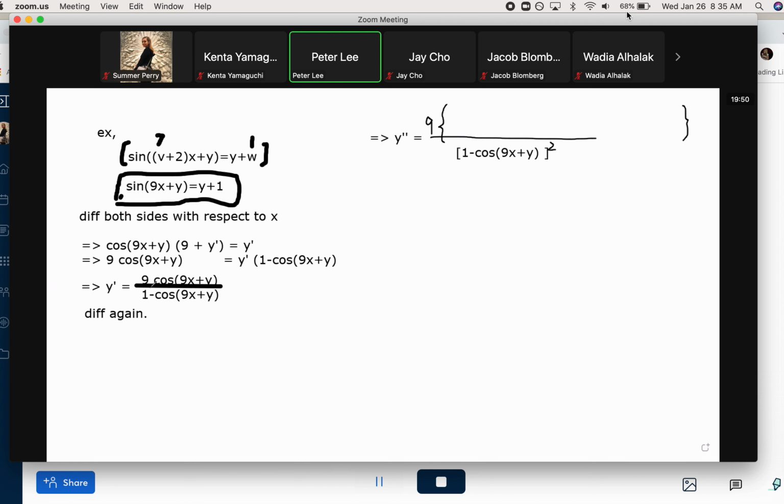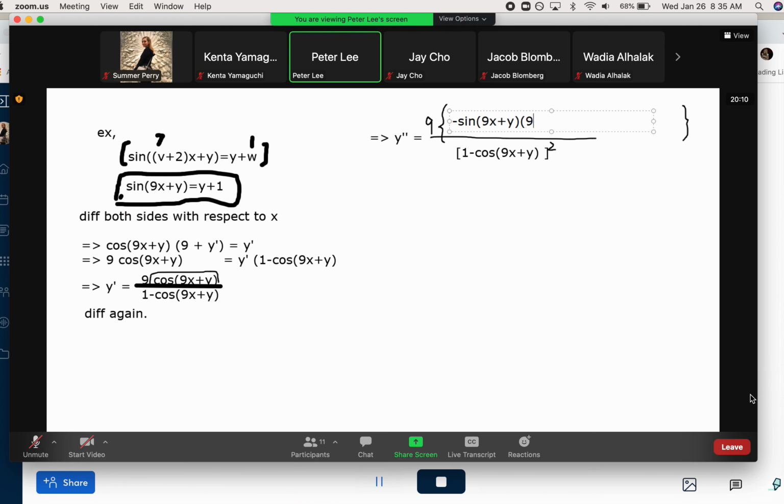So this is now going to be the derivative of cosine of 9x plus y. What will that be? The derivative of cosine is minus sine, so we get minus sine of 9x plus y, times the derivative of 9x plus y, which is 9 plus y prime.